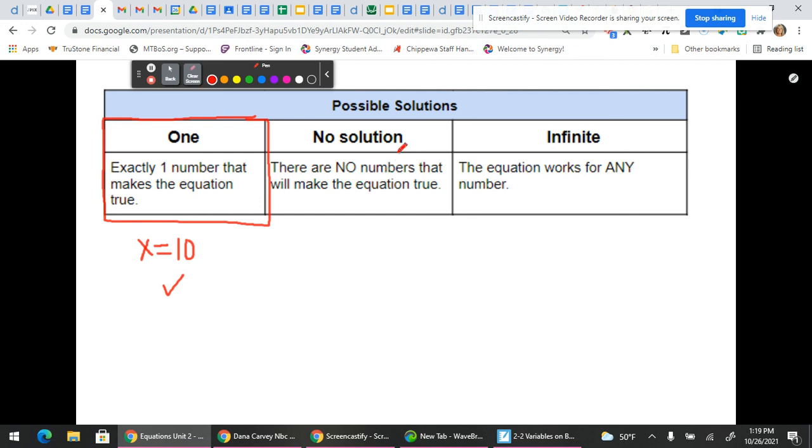But new today, it is possible to have no solution. There are no numbers that will make the equation true. That usually happens when you have something that's false. Maybe it's 3 that does not equal 1. So it's false. So we say no solution exists. The shorthand, the little symbol, is a 0 with a line through it. That means no solution.